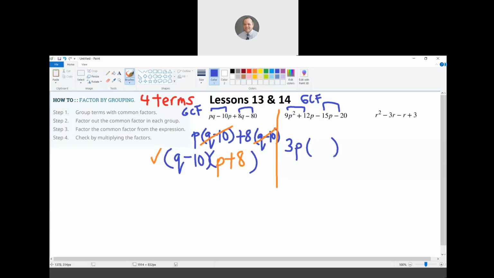Now we need to write what's left over in parentheses. This step is not required, but it helps. Just divide each of your terms by your GCF. So 3 can go into 9 3 times. P squared divided by P, we're taking one P out of that, left with just letter P. 3 can go into 12 4 times. And actually, for the second part, the P's cancel.